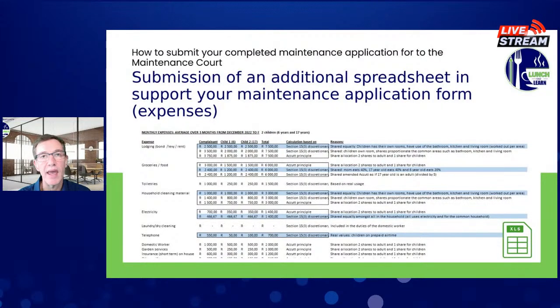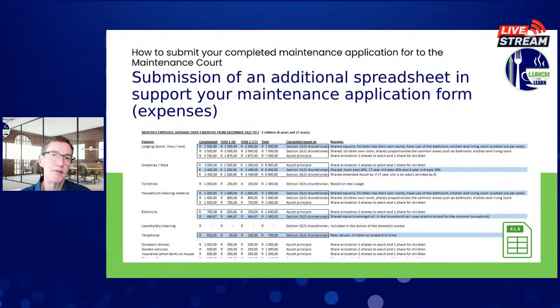People think that they have to complete each and every item on that list, and that is not so. So that is not indicative of your expenses. It might not be indicative of your expenses. Our advice, and I do that in my practice in each and every case, is that I request the mother to complete a spreadsheet with the expenses.